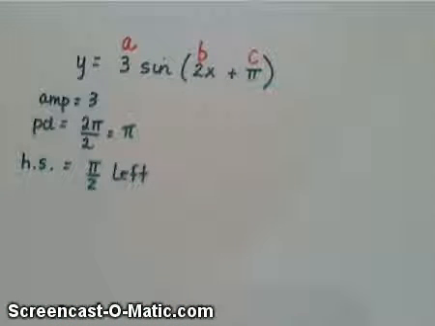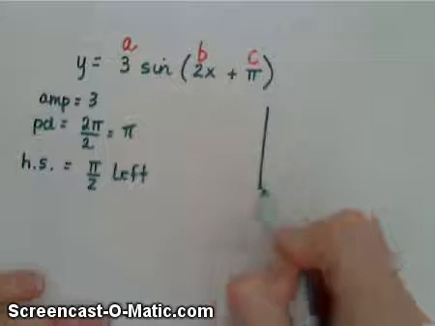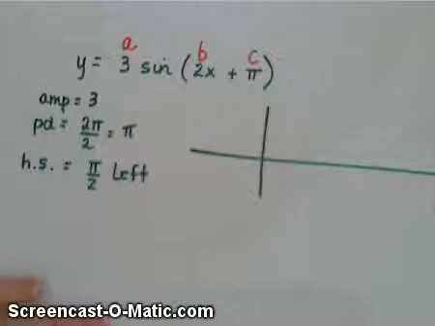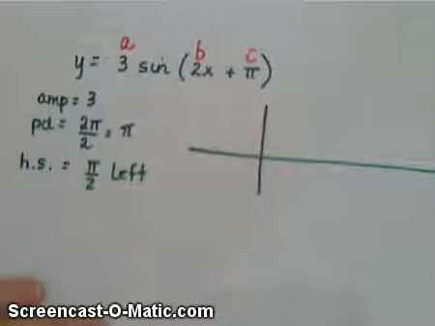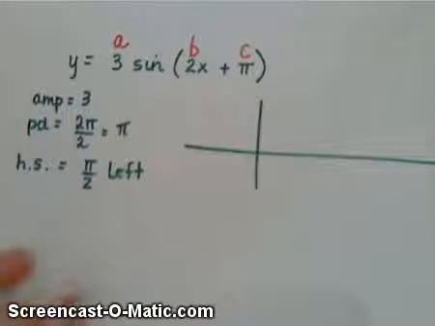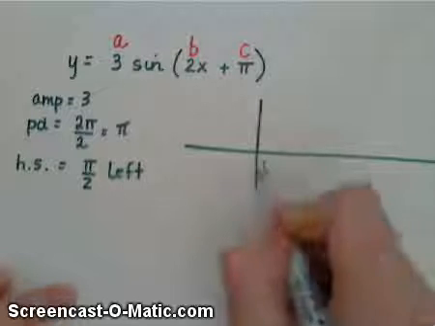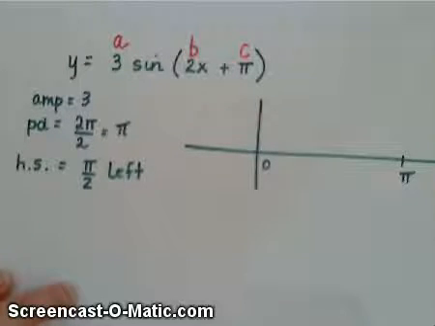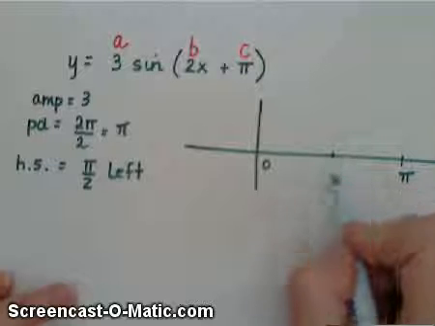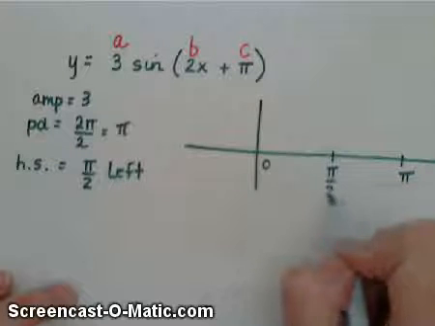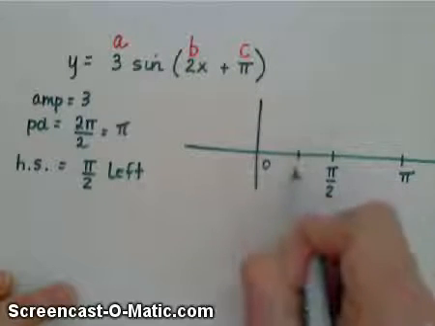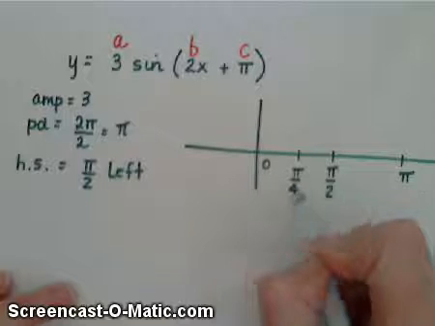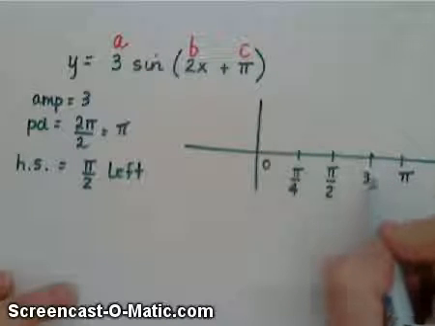Now when shifting horizontally, it's a good idea to go ahead and graph the function without the shift and then shift it. So I'm going to draw like this. And here we go with our first glimpse of the graph. We want a period of pi, so let's go 0 to pi. Don't scrunch it up too much. Let's half pi, pi over 2. Let's half it again, pi over 4. And let's multiply by 3, 3 pi over 4.